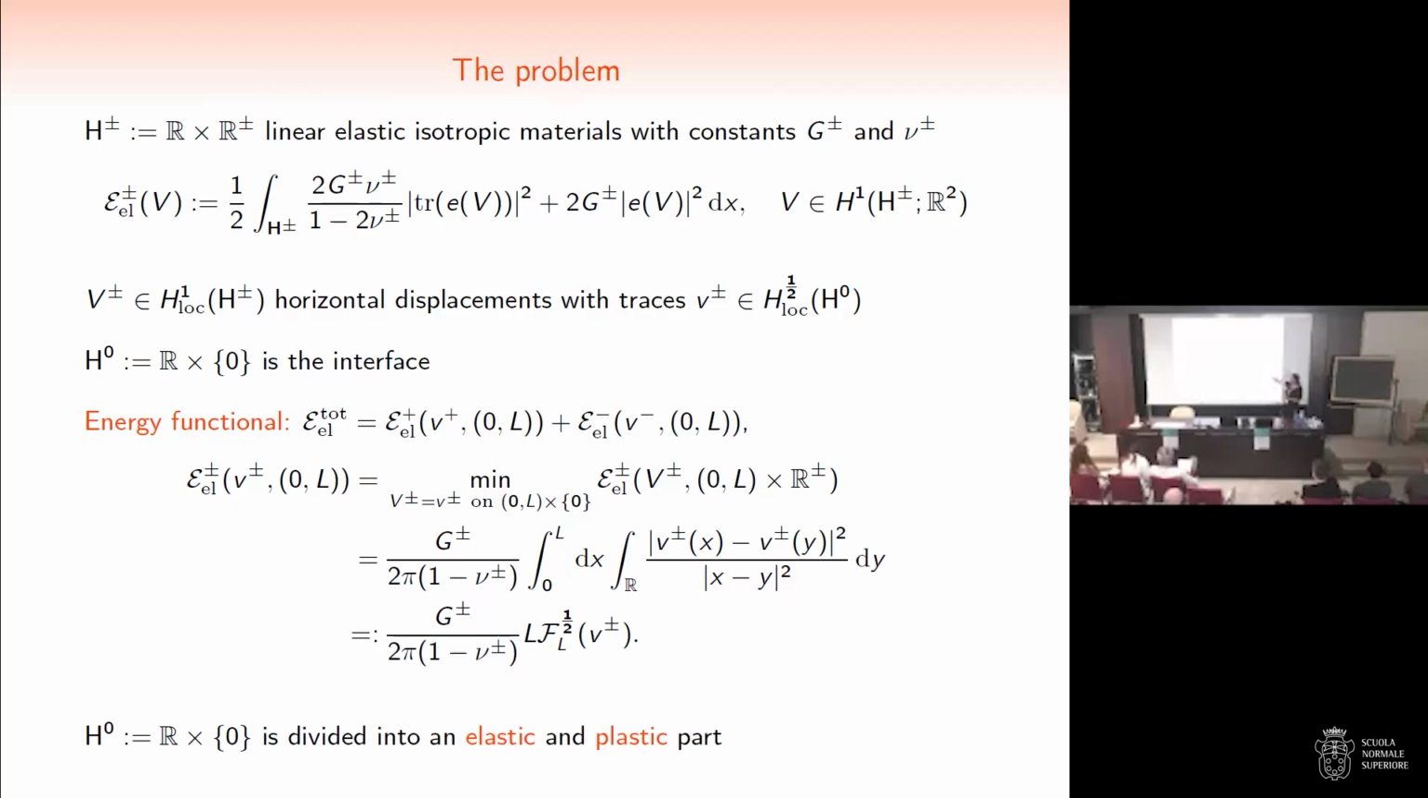Okay, so in this slide I have only elasticity. And this is just to say that the energy I want to look at is the fractional Gagliardo seminorm of the trace. Now I have to relate these two traces, v plus and v minus, with the misfit that I have between the two lattices. And now I start with the assumptions on the model I will consider, the assumptions on v. As I told you, H naught, that is the interface, is divided into two parts, an elastic part and a plastic part.